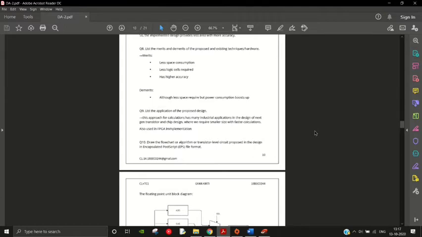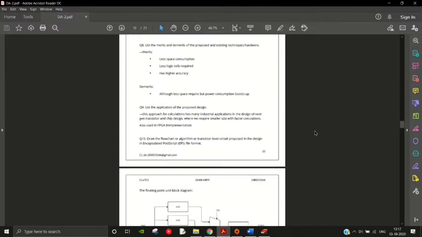Next question was to list the merits and demerits of the proposed architecture hardware. Merits are less space consumption, fewer logic cells required, and higher accuracy. Demerits are that although less space is required, power consumption goes up.